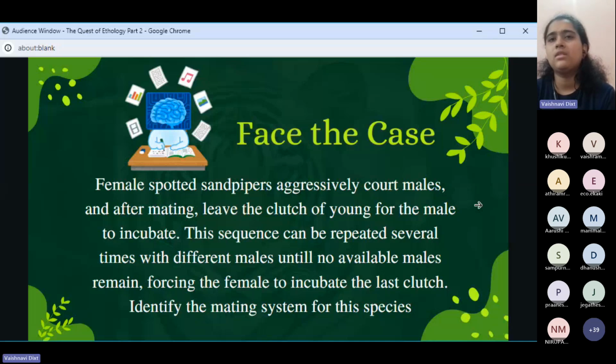Because the female is more ornamented here. Okay, mating with multiple males. Yes, the female is mating with different males. Yes, one female mates with many males. Yes, correct, you all are correct. So this is polyandry, because you can actually see one female is mating with many males. So yes, you all are correct.